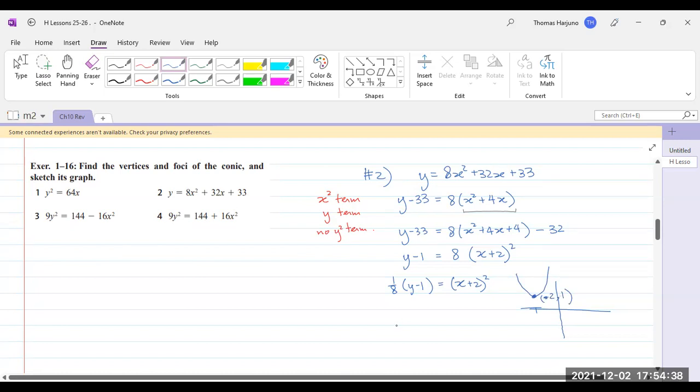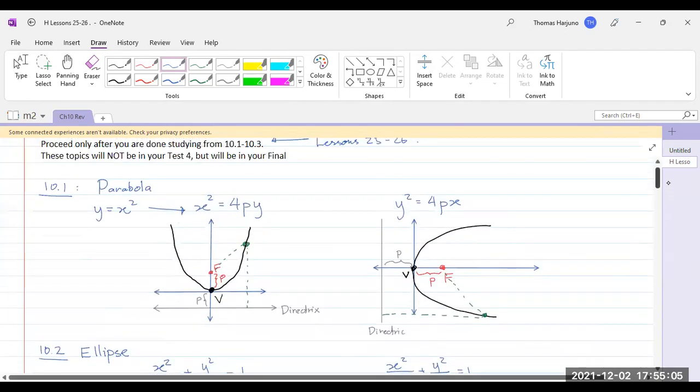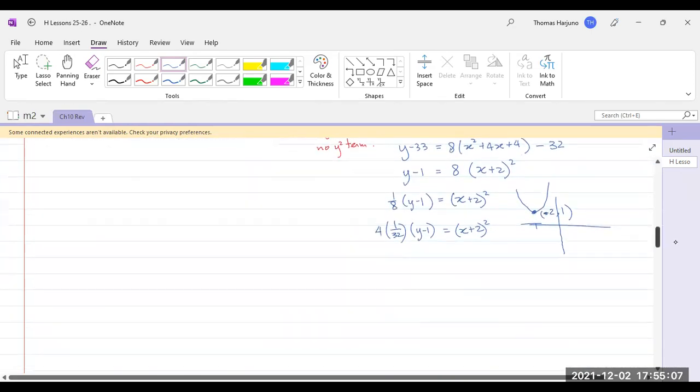And we would like to know where the focus and directrix are. Now 1/8 is 4 times 1/32, is it right? Remember the 4py thingy? We need to find the p. So from here we see that p equals 1/32.